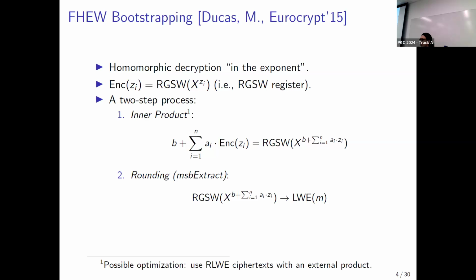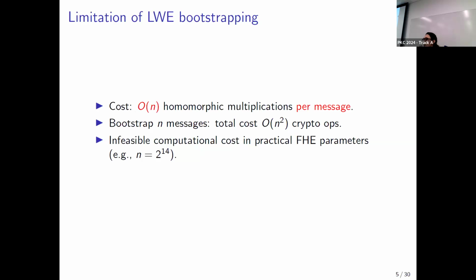Now, in the original FHEW paper presented by Ducas and Micciancio in 2015, the bootstrapping had a particular aspect where the homomorphic decryption was done in the exponent. I'm not going to go into too many technical details here, but the idea is that the encryption of the secret key was the encryption of a monomial this time. So encryption of X to the Z_i using the RGSW encryption scheme. And the rest of the bootstrapping follows the same structure. We do have an inner product, we do have a rounding step, but this time everything is computed in the exponent.